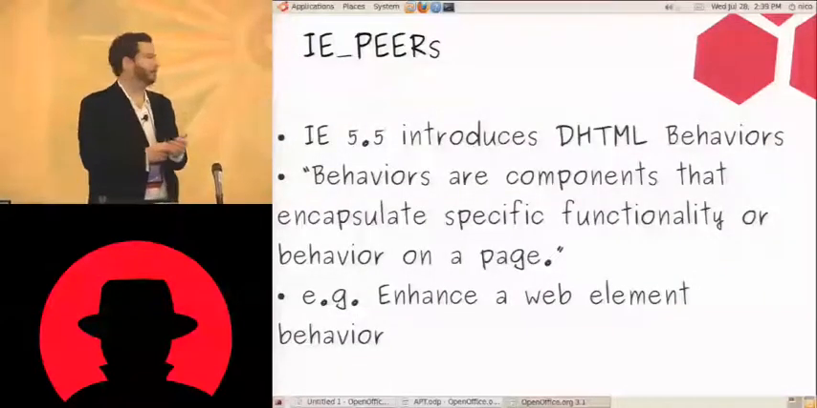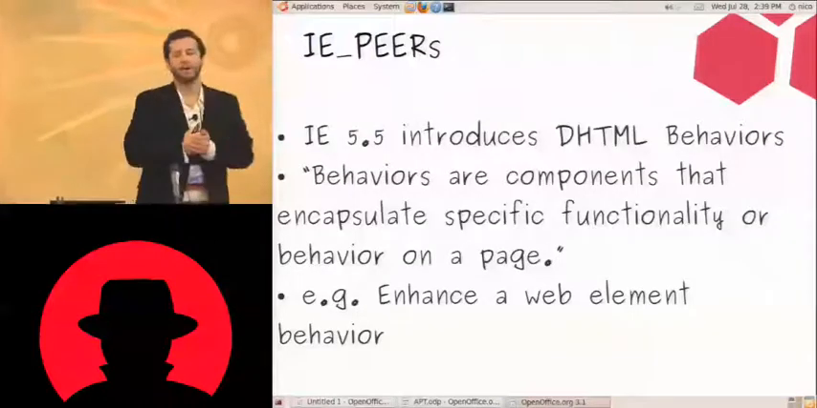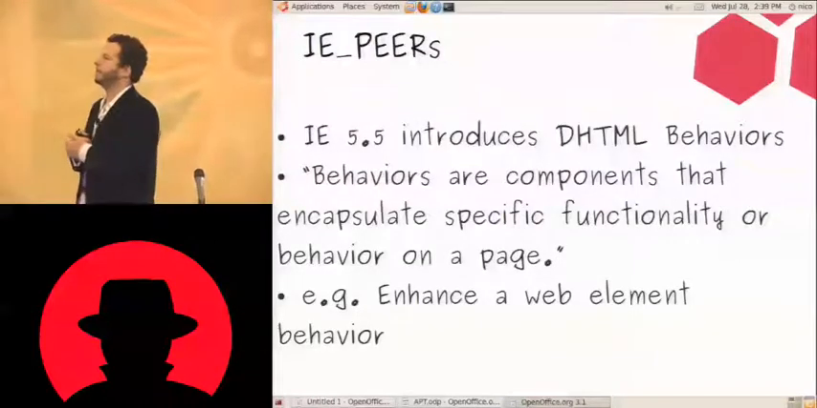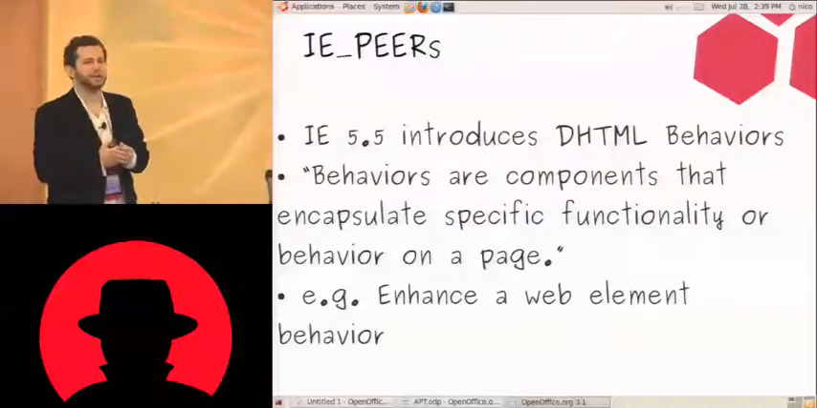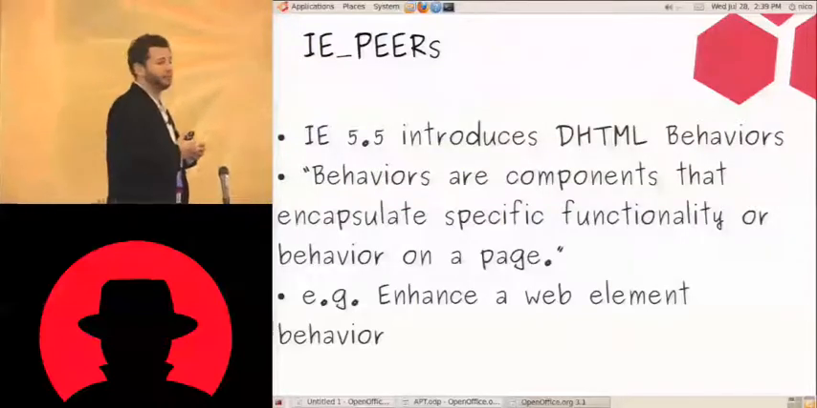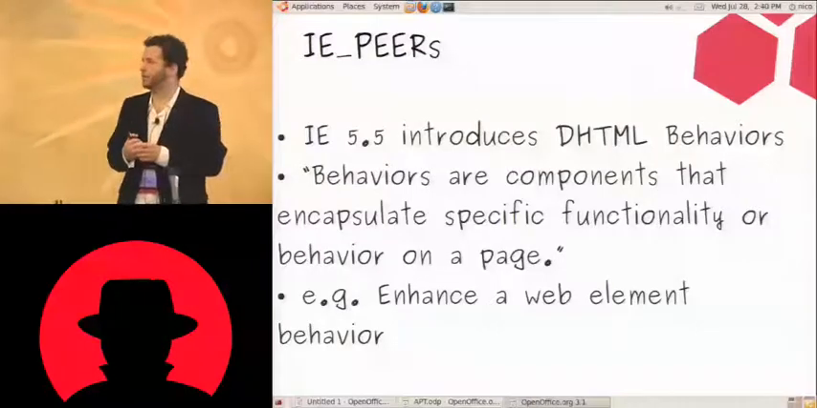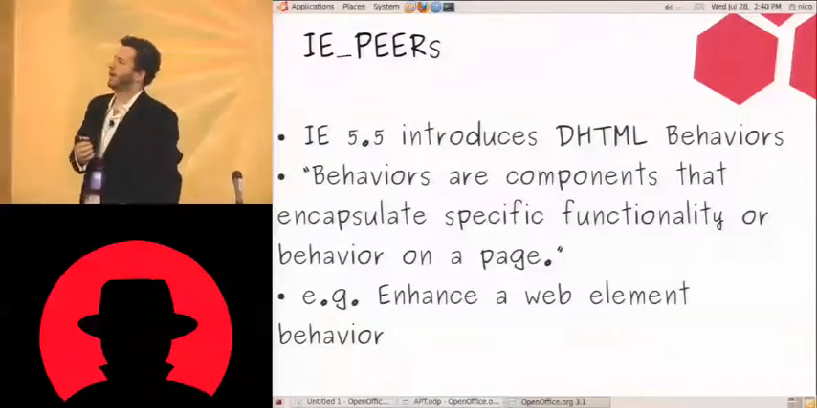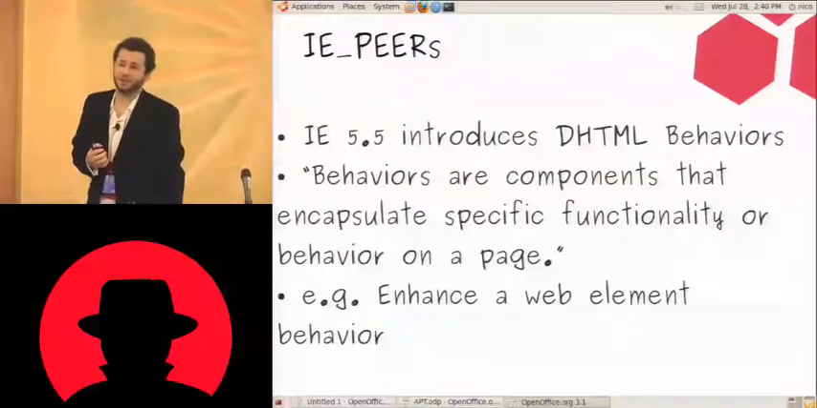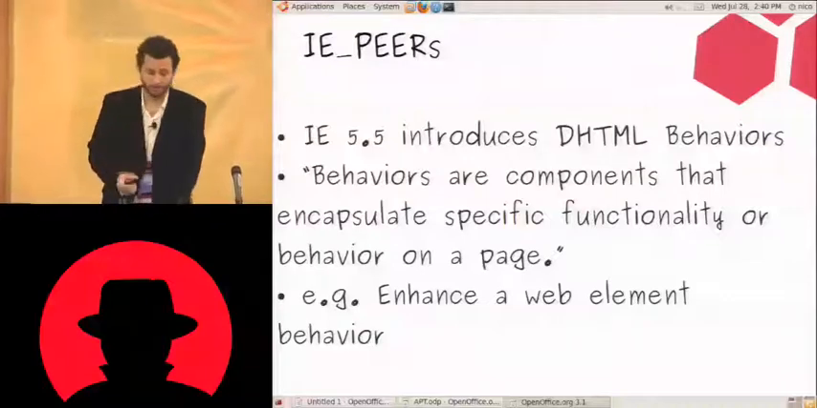So basically, a little bit about the bug. The bug was in what is called DHTML behaviors, which is something that was introduced in Internet Explorer 5.5, and it goes all the way to Internet Explorer 7. On Internet Explorer 8, it's not there anymore. I don't know if anyone actually used behaviors or not.